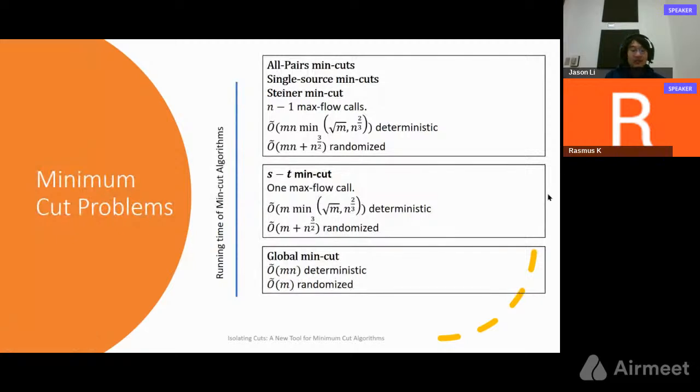Okay. So this is the landscape of all the known results before our work. You can think that there are 3 tiers of problems. The first tier is all pairs min-cut, single source min-cut, Steiner min-cut. For all these, nothing better is known than just the trivial n minus 1 ST min-cuts, and these are their corresponding running times. The second tier is the ST min-cut, which is just one max flow call. And finally, the third tier is global min-cut. For global min-cut, there's a significant separation between deterministic and randomized.